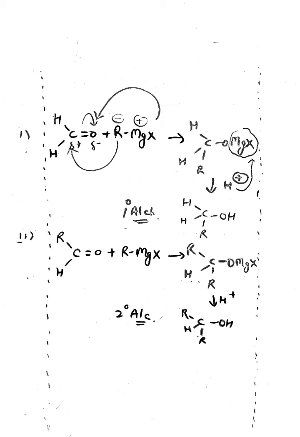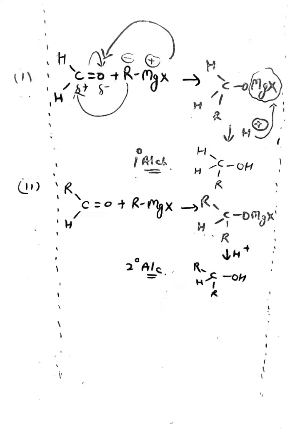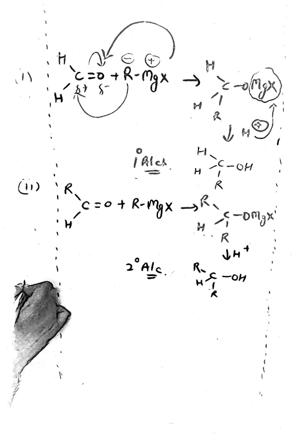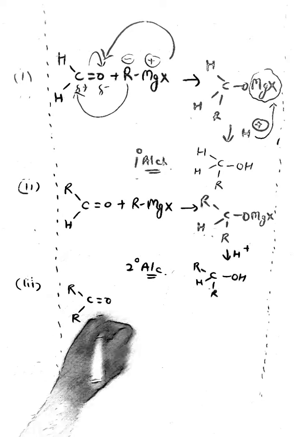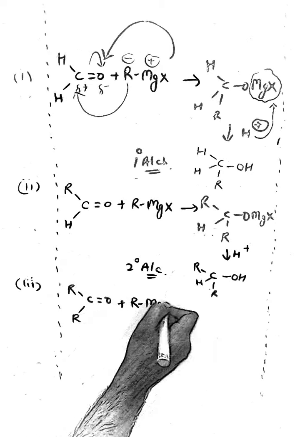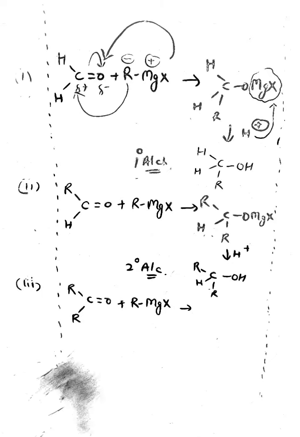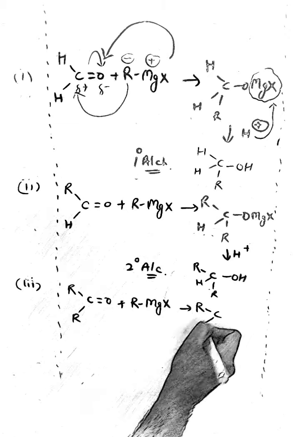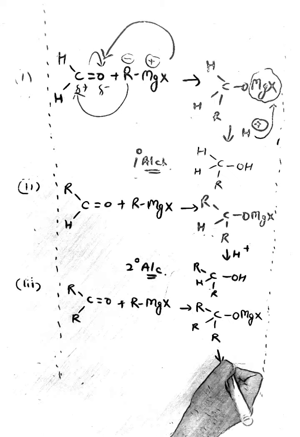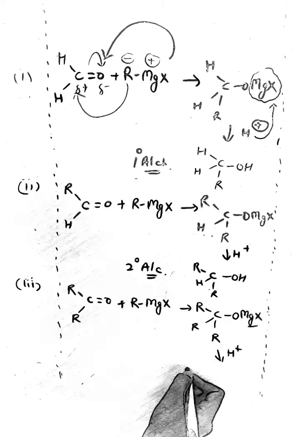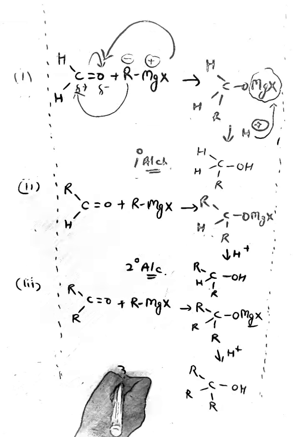Now suppose Grignard reagent reacts with the ketones. The third reaction is reaction of Grignard reagent with the ketone molecule. So again there will be nucleophilic addition reaction. Again, if we add H positive, this will be replaced by MgX. And we can obtain a 3 degree alcohol.